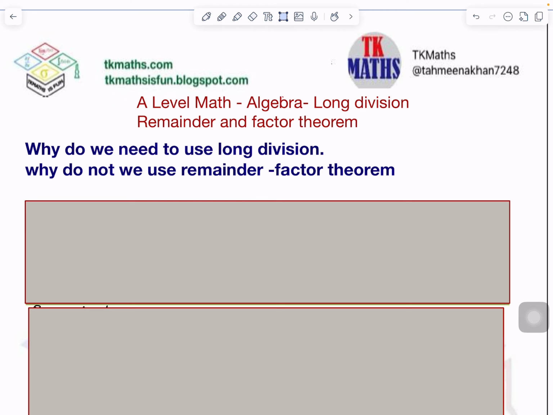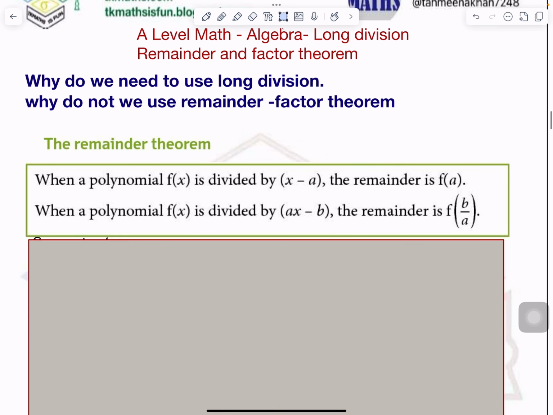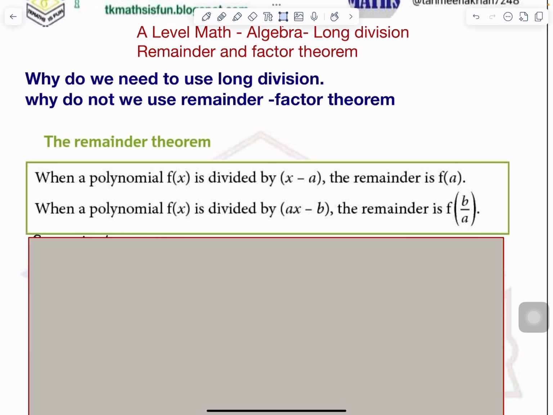So let's see here. First of all, you need to understand what the remainder theorem and factor theorem are. I will explain one at a time, and then I will connect it with why we cannot use the remainder and factor theorem straight away in certain cases to find unknown values.